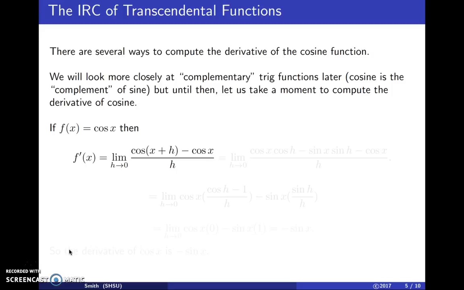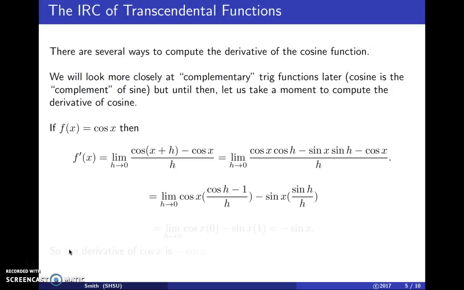The change in y in the numerator is the cosine of x plus h minus cosine of x, and the denominator is just h. Using a sum of angles identity, we can then rewrite cosine of x plus h as cosine x cosine h minus sine x sine h, and so get this expression. And then, as we did before, I can do a little bit of factoring.